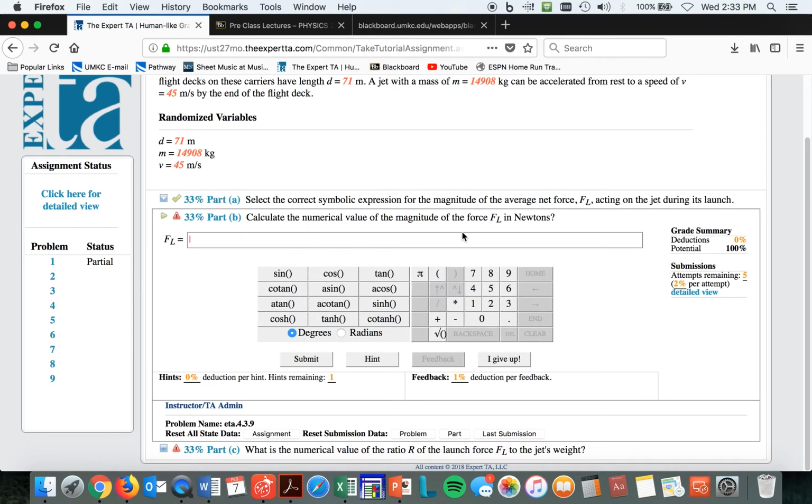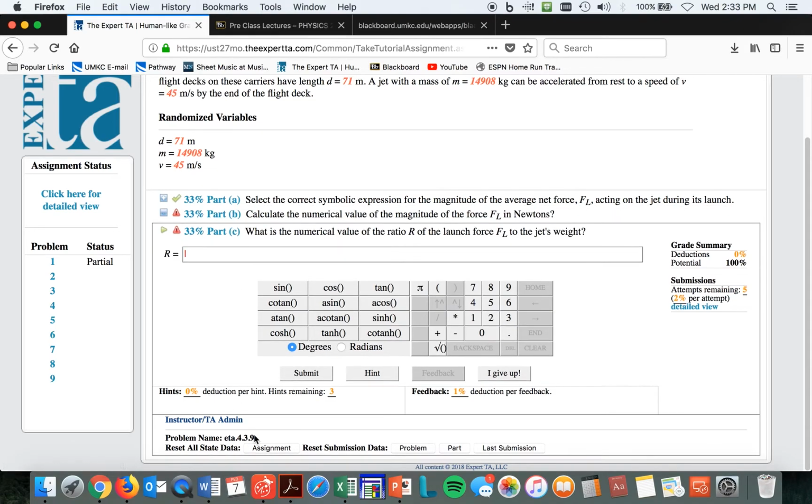Calculate it for the magnet. Okay, well, we've got everything we need because we found the right expression, so we don't need to do that. And what is this one? Find the ratio. Okay, so part 3, where we're going to find what is the ratio of the launch force to the aircraft's weight. When they tell you ratio like that, we're going to take FL divided by mg.